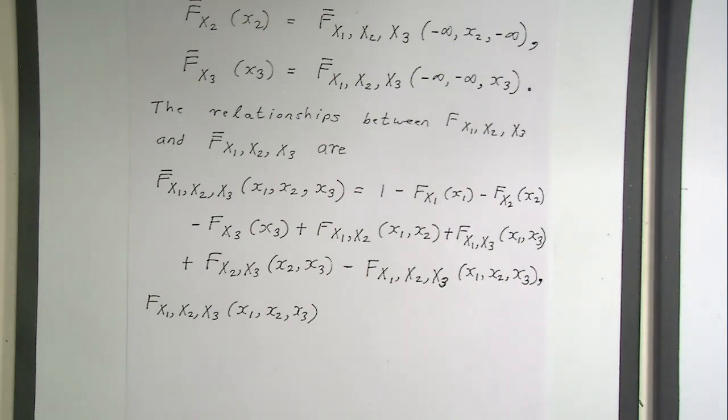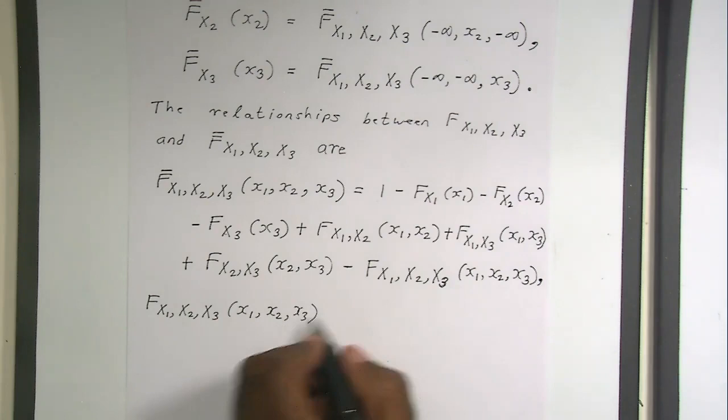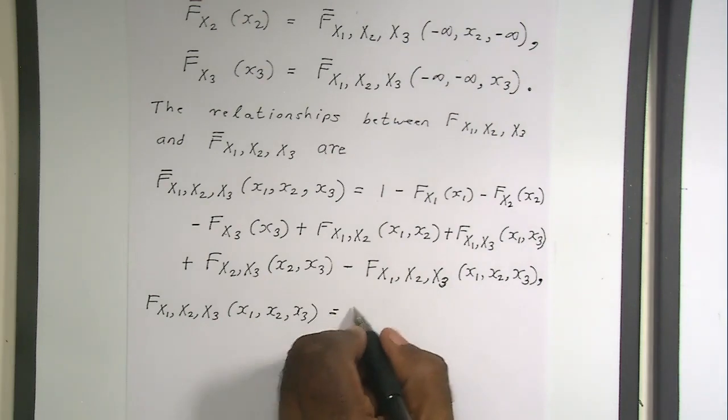The second relationship is expressing F in terms of F bar. So it's going to be like this.